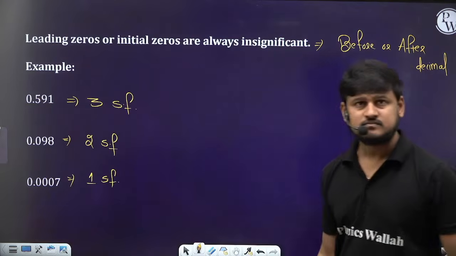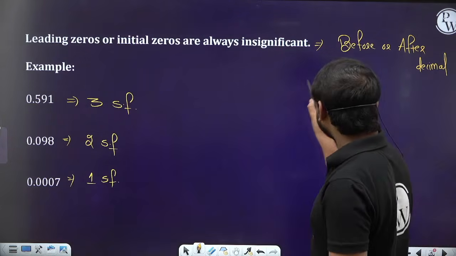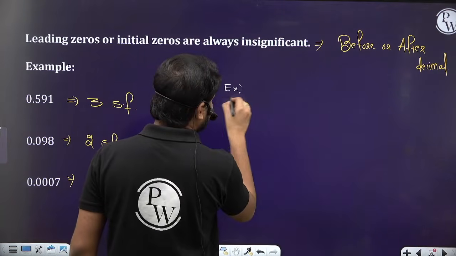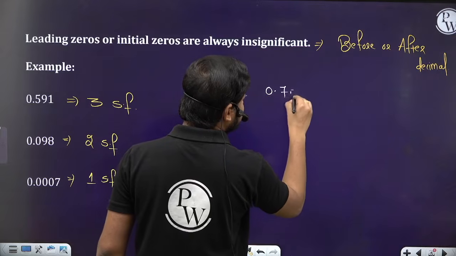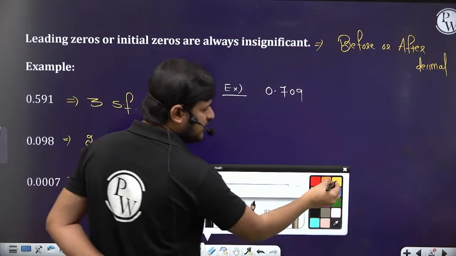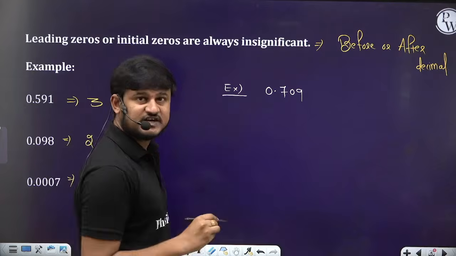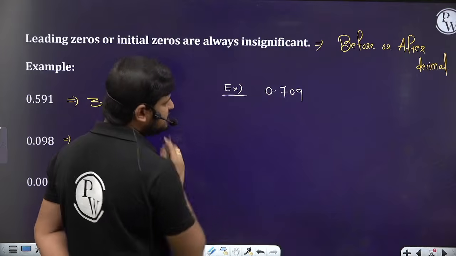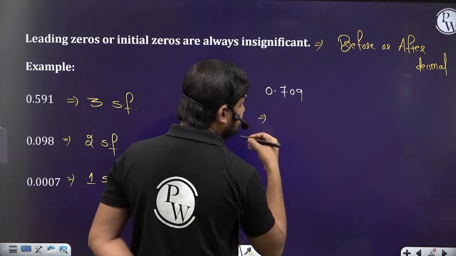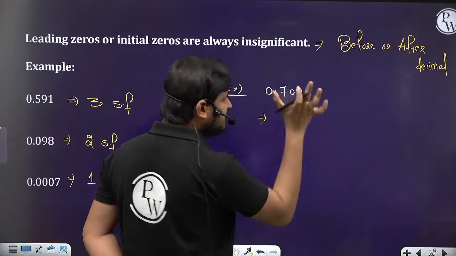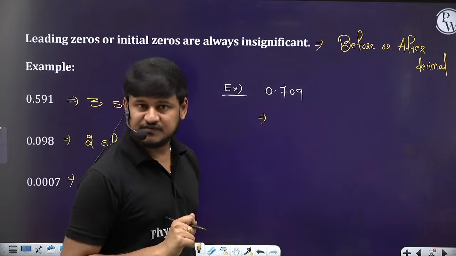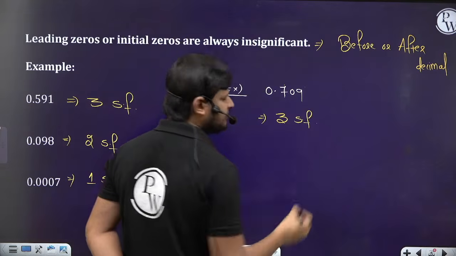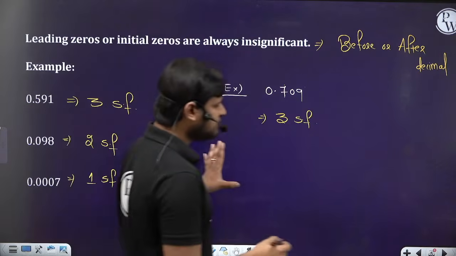Clear this one? Understood? But if the 0 is there, for example, if I take one more example, 0.709. How many significant figures are there here? The initial one is insignificant because it is a leading or initial 0. Then 7 is significant, 9 is significant. Between two significant figures, a digit always is significant. So that's why we have 3 significant figures. Clear this part? Understood?